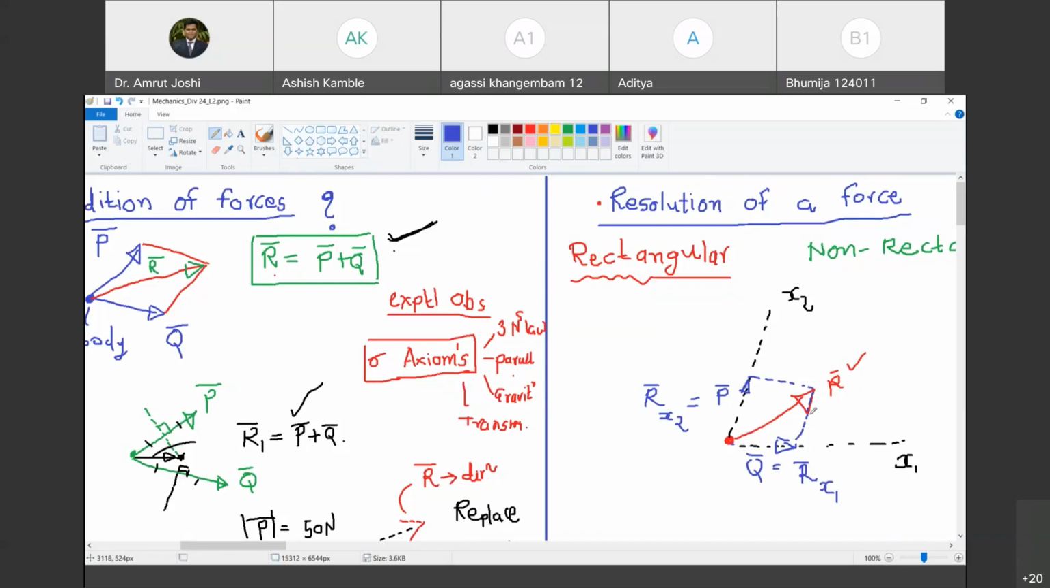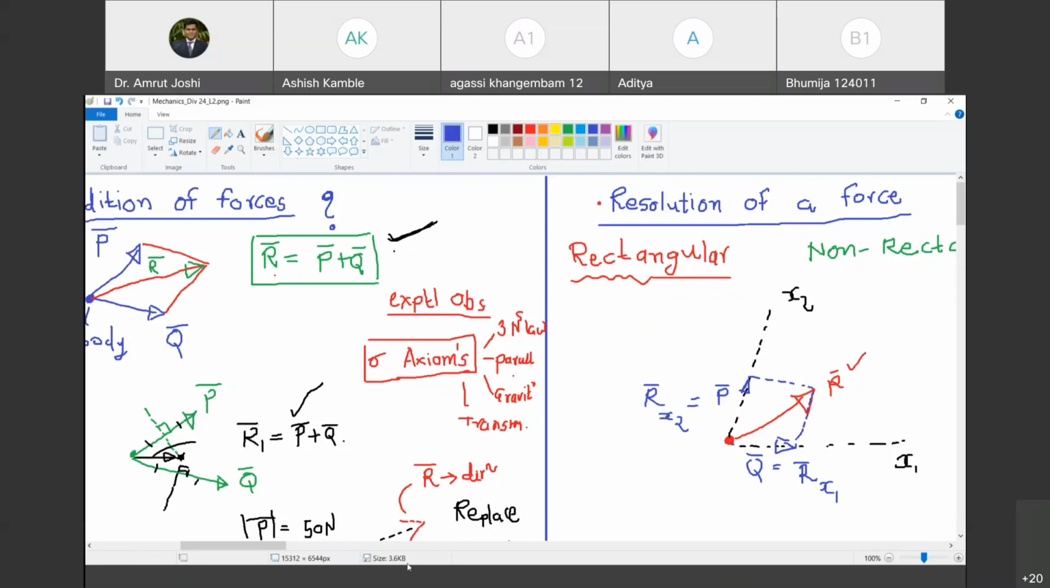Happy? Now, if the angle between x1 and x2 is 90 degrees, then that parallelogram becomes a rectangle. Do you agree with me? So then we call that process rectangular resolution. When will we say rectangular resolution? When the angle between the two directions x1 and x2 is 90 degrees, and I seek two forces along x1 and x2 which add up to r bar, then those two components are called rectangular components. Are you with me?